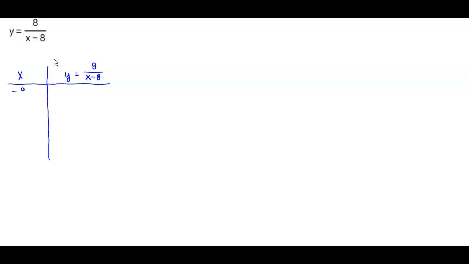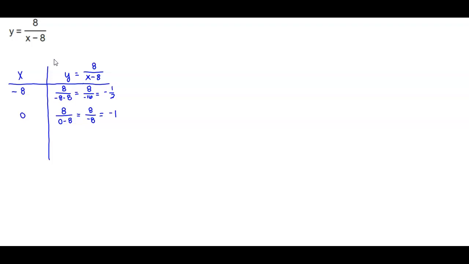So if x is equal to negative 8, this is 8 over negative 8 minus 8. In this case, we get 8 over negative 16, which is going to give us negative 1/2. Okay, now we tried a negative number. Now let's see what happens when we select a 0. If I pick a 0, we get 8 over 0 minus 8, and that's going to be 8 over negative 8, which gives us negative 1.